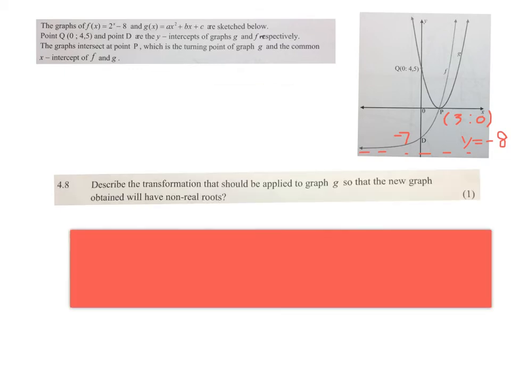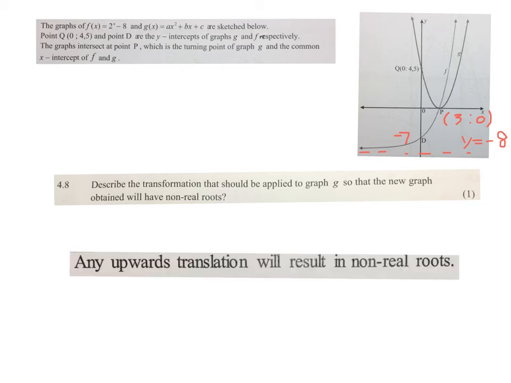The last part of this question says, describe the transformation that should be applied to the graph of g so that the new graph obtained will have non-real roots. So there is g. Your answer should then be any upwards translation or shift will result in non-real roots. The moment this parabola moves up, it won't touch the x-axis anymore and it won't have any more roots.